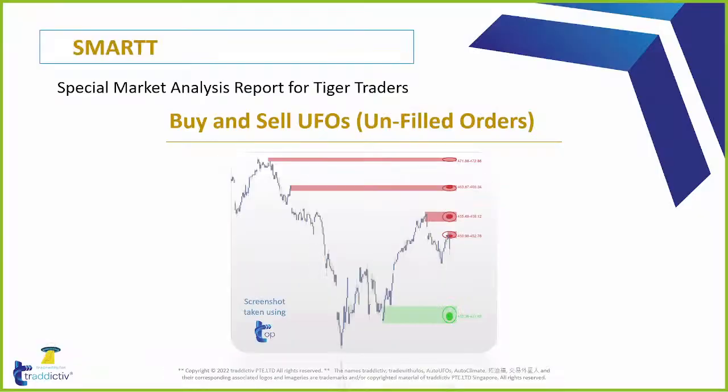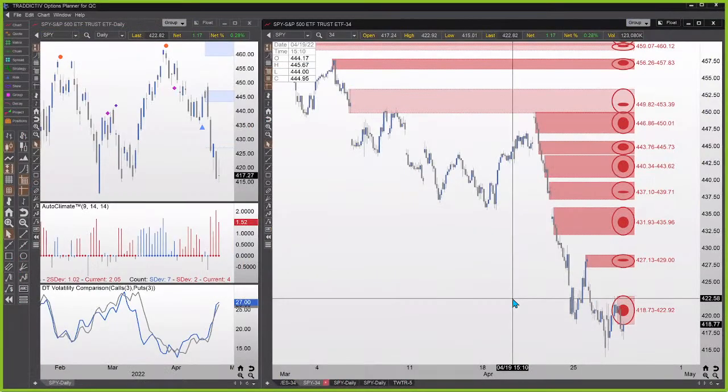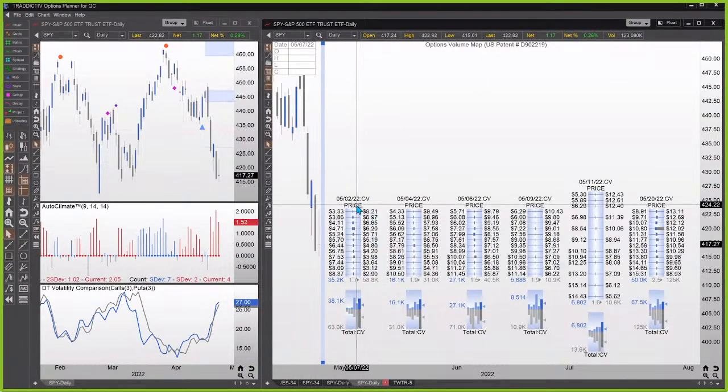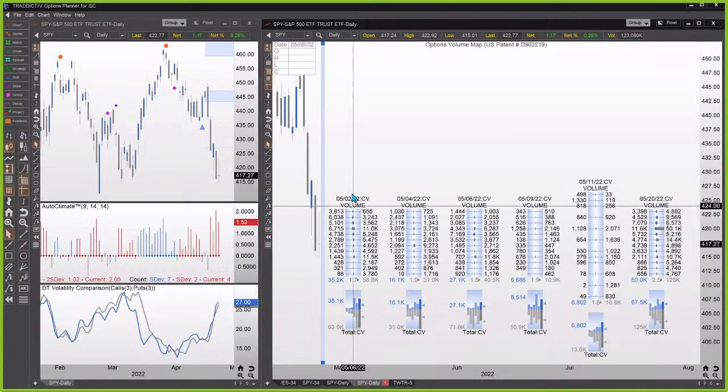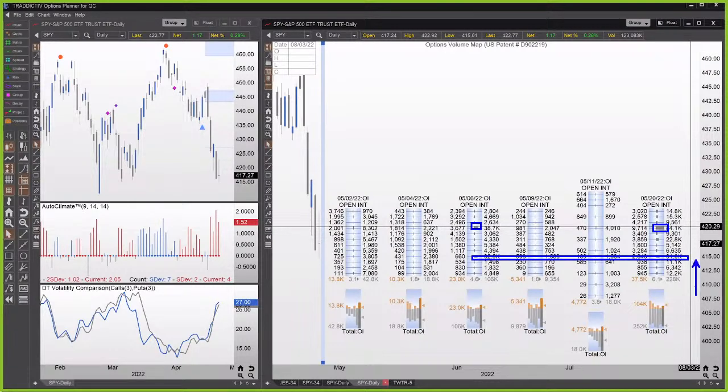What else? Well, we also have the open interest map. So again, more options data for our analysis. Let's look at the open interest. This strike catches my attention. That one catches my attention. So we are talking about 415 and 420. Those are very likely relevant support and resistance points in the market.